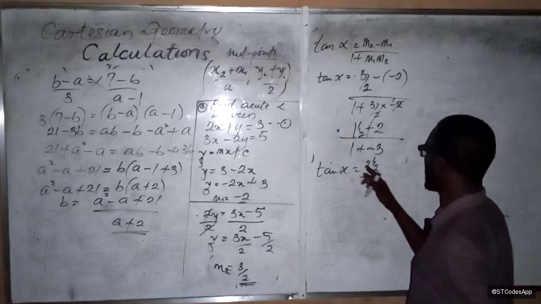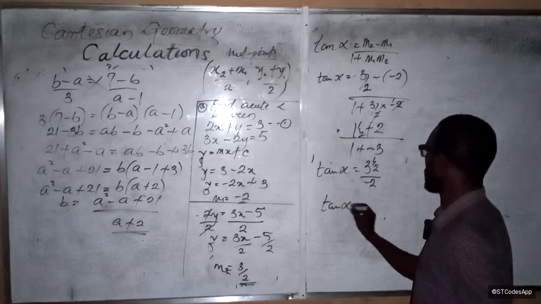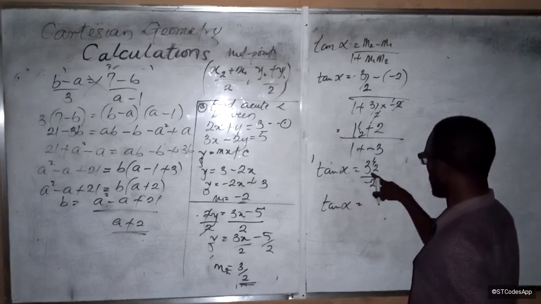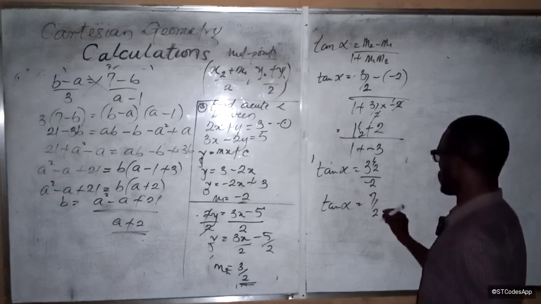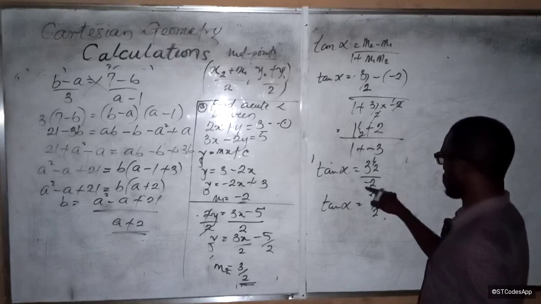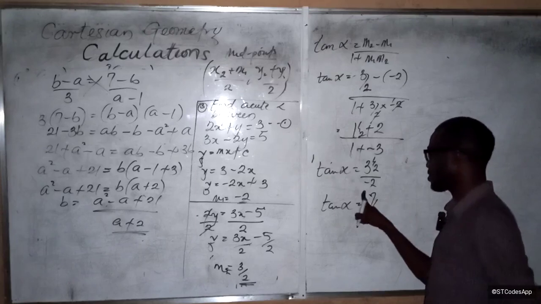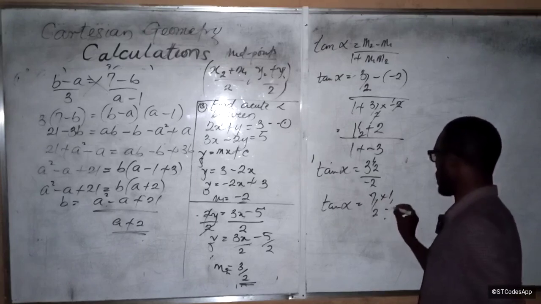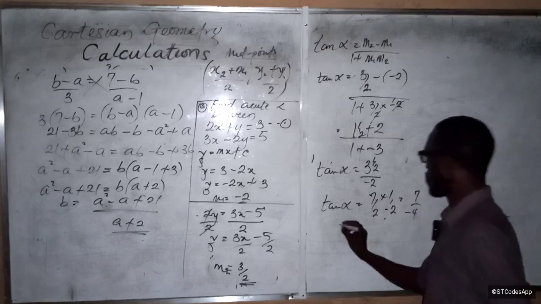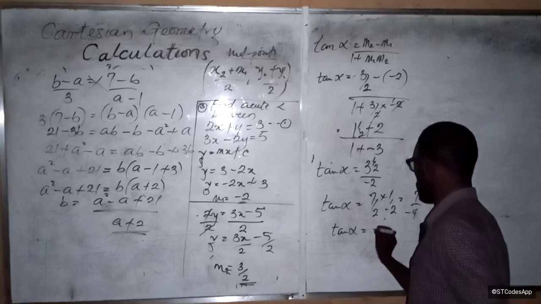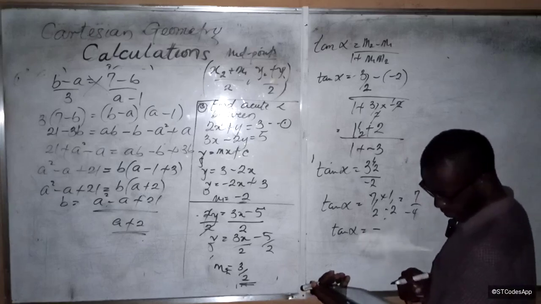Yes. So what do we have here? We have tan alpha to be equal to 7 over 2, so 7 over 2 divided by 2 is going to be 7 over 2 times minus 1 over 2. This becomes 7 over minus 4. So tan alpha will be equal to minus, let me pull out my calculator here.